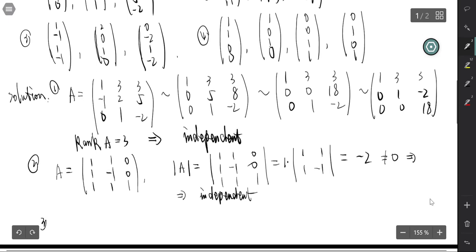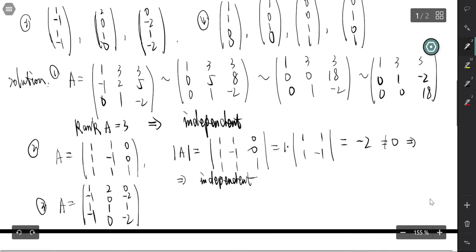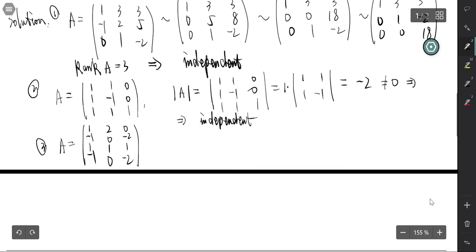And the third one, A equals 1, -1, 1, -1, 2, 0, 1, 0, and 0, -2, 1, -2. Because this matrix is not a square matrix, we cannot use the determinant. But we can still use the rank, using row reduction.